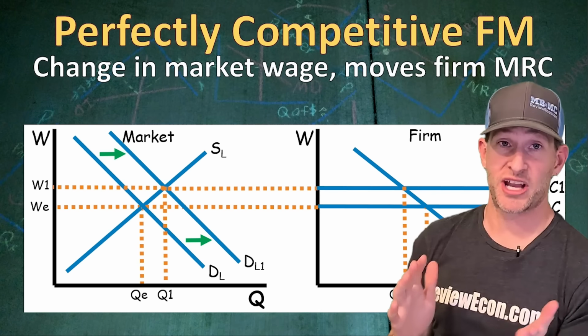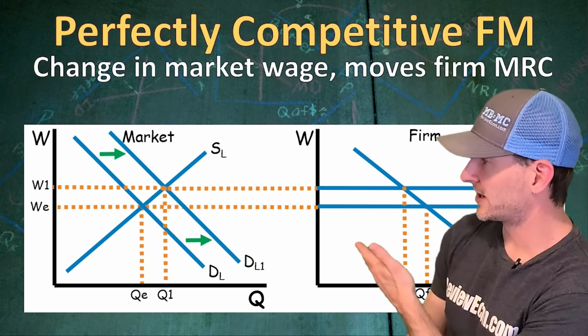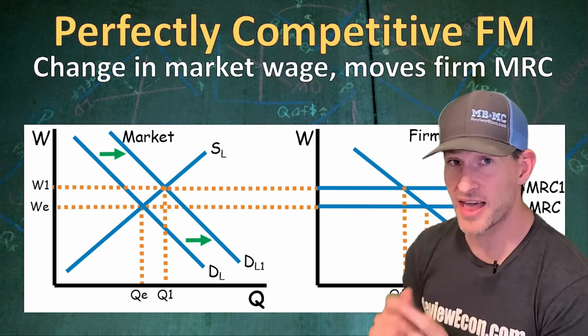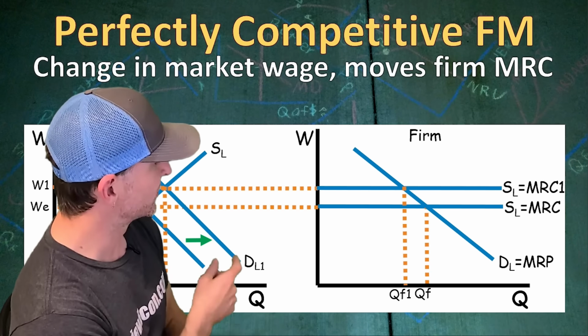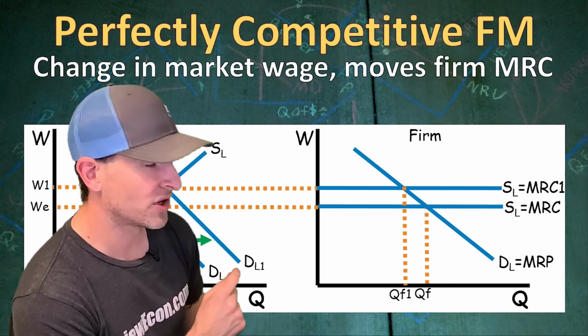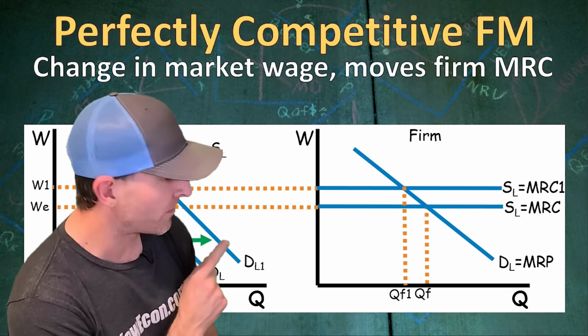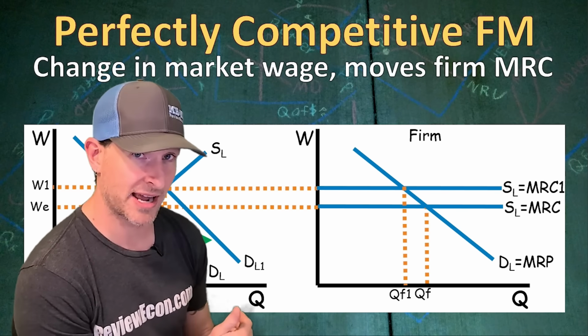If there's a change in the demand or supply in the market, that's going to impact the wage, and that change in the wage is going to carry on over to the change in supply. As a result of the wage increasing, it moves that marginal resource cost up or down with the wage.